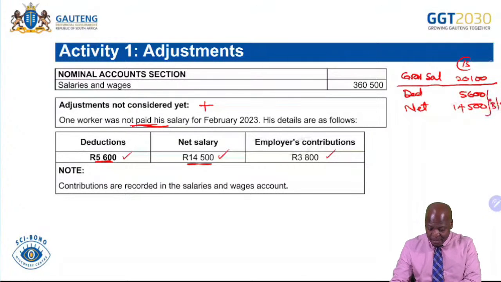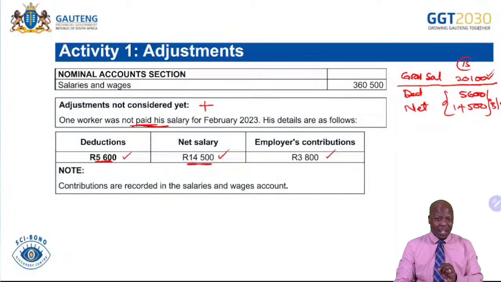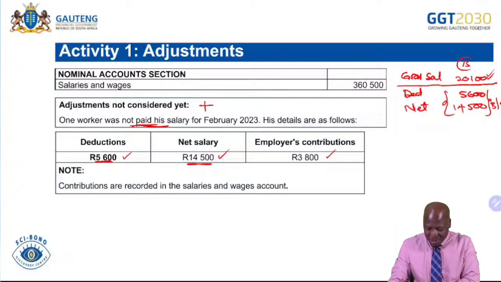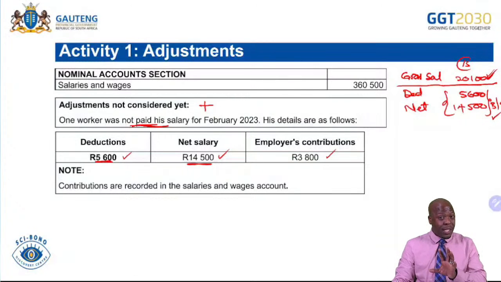So first, I have my gross, which is 20.1. And we have agreed that if I take my deduction plus my net, it gives me my gross. So in any case, at the top here, I have 20.1. At the bottom here, I also have 20.1. You can see that. Okay. So this goes to the income statement. This goes to the balance sheet. In this question, we were not required to do the balance sheet.